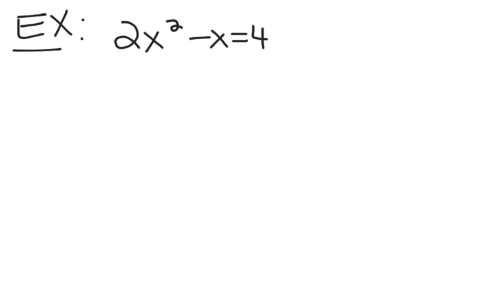Let's solve the equation 2x squared minus x equals 4. First of all, in order to use the quadratic formula, you need the equation to be equal to 0, and right now it's not. To make this equation equal to 0, you have to move 4 over to the left-hand side of the equal sign. To do that, you have to change 4 to its opposite, which is negative 4. So the equation we're going to solve is 2x squared minus x minus 4 equals 0.